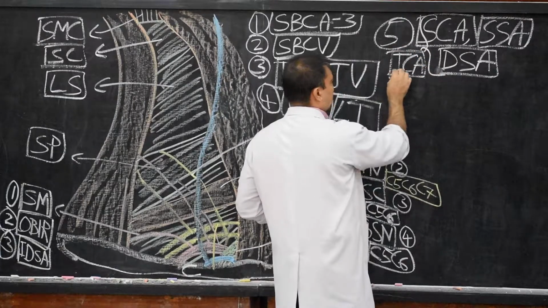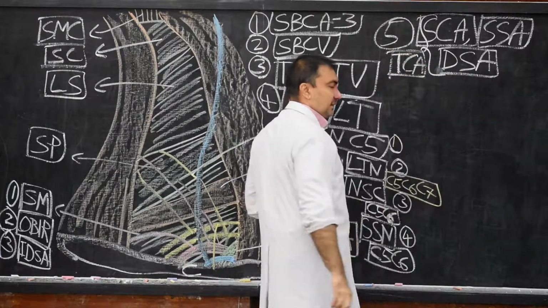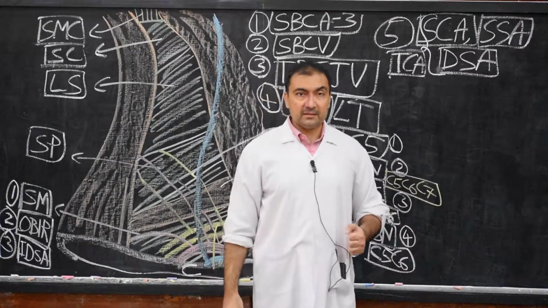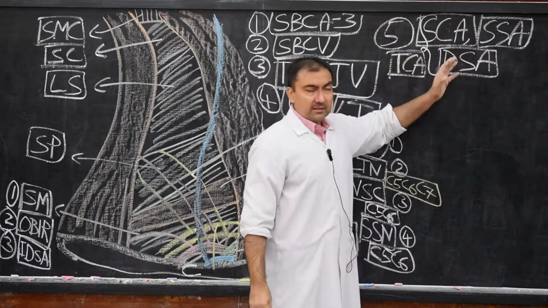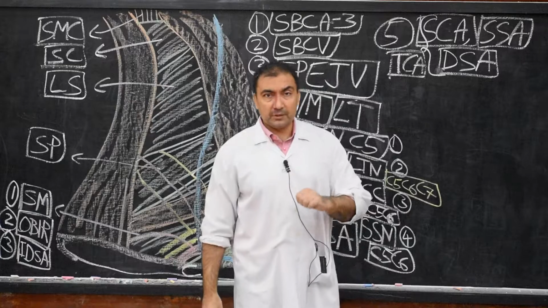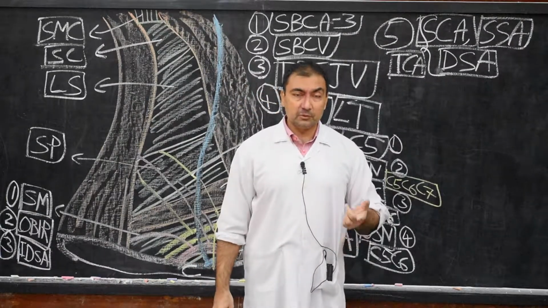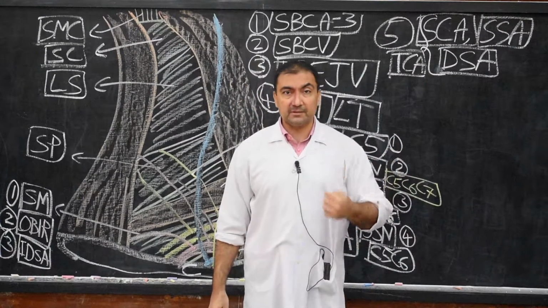Now this is a 1 mark question answer. What is the transverse cervical artery? In 1/3 of people, the superficial cervical artery and the dorsal scapular artery have a common trunk of origin from the thyrocervical trunk. In those cases, that common trunk is called the transverse cervical artery.